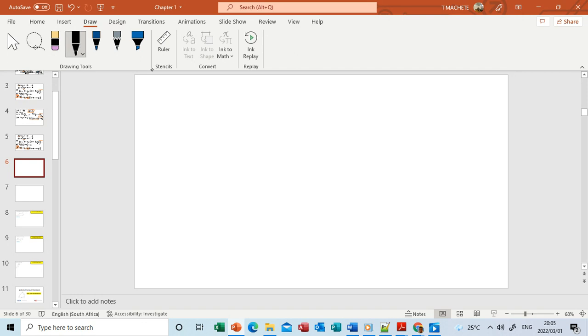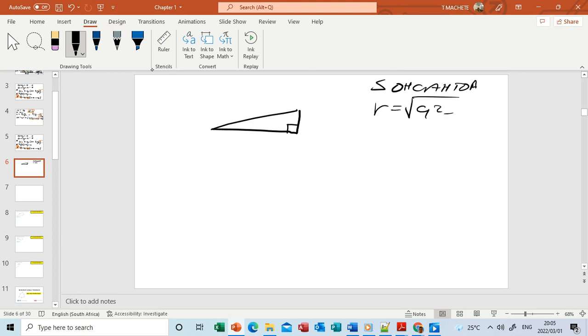This is how you know that it's a right angle triangle: this angle right here must be 90. For a right angle triangle, we use this method only for this triangle, and we also use Pythagoras Theorem: A squared plus B squared. That's Pythagoras Theorem. This side is A, this one is B, this one is R.